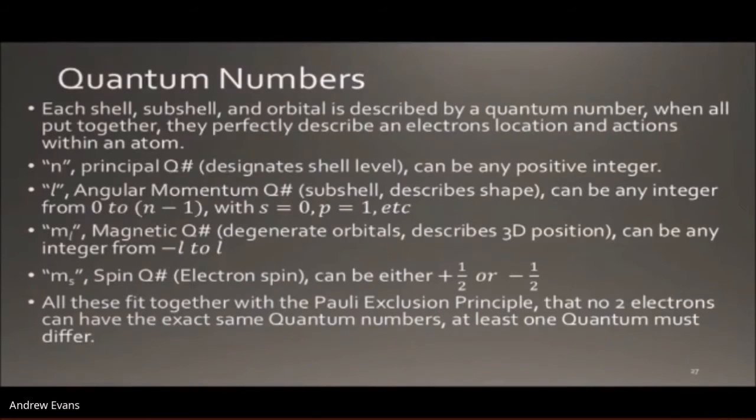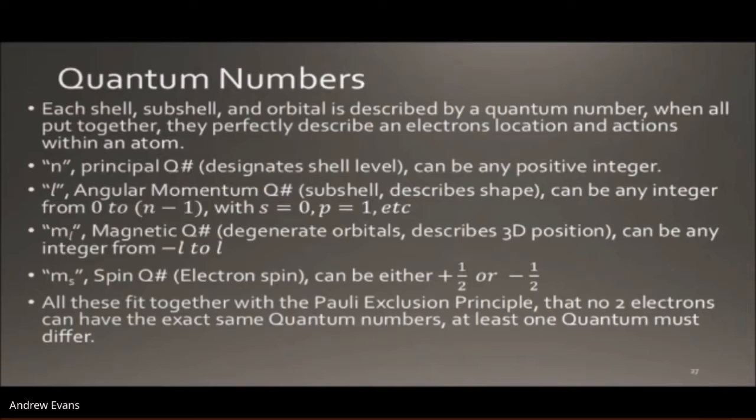We started with the principal quantum number n, which was just the energy level. It was any positive integer, and typically for an atom, the highest available n relates to the row number. Row 1 only really had n of 1 filled. Row 2 had n of 1 and n of 2. Row 3 had n of 1, n of 2, n of 3.